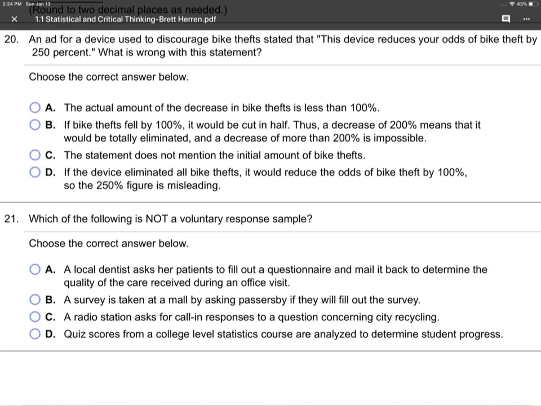An ad for a device used to discourage bike theft said the device reduces your odds of bike theft by 250%. What do you think about that? What if you reduce it by 100%? What does that make it? That's the whole thing. How can you do more than 100%? That's bogus, isn't it? That's baloney. You can't reduce something by more than 100%. 100% is all of it, right? If you reduce by 100%, you took it down to 0, right? So the actual decrease in bike theft is less than 100%. You can't go by more than 100%. I'm sure you can do that easily.